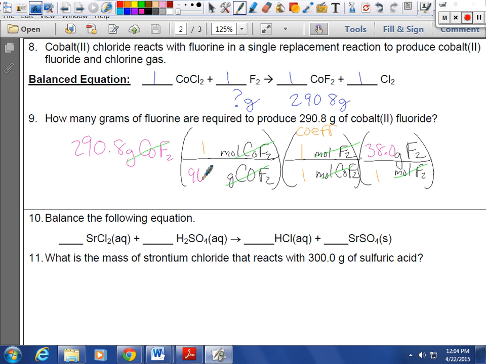So 96.93 is your mass of cobalt-2 fluoride. Now again, how would we do that? We've got 1 cobalt and we've got 2 fluorine. So multiply 19 times 2, which is 38. And then 38 plus the mass of cobalt, which is 58.93. And yep, that's right. Okay?